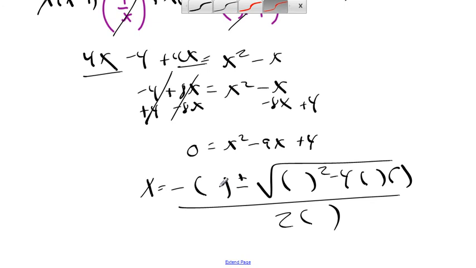So my b value is negative 9. And I get negative 9. My a value is 1. My c value is 4. My a value is 1.